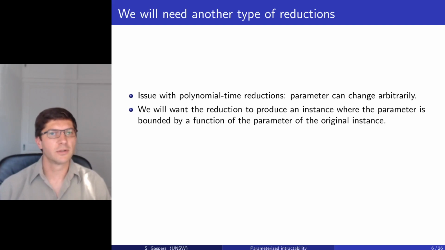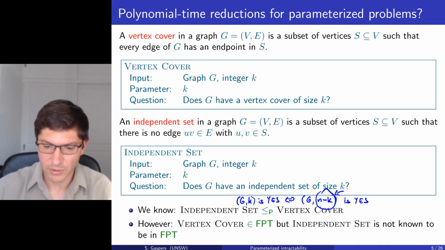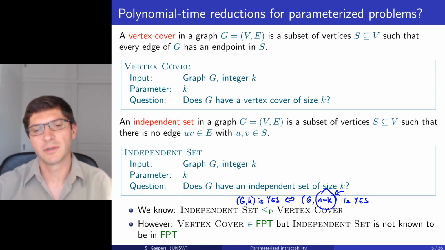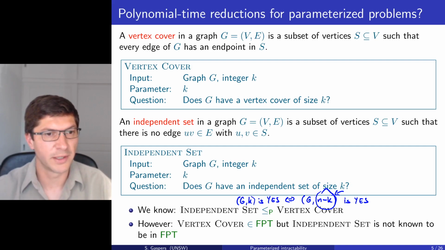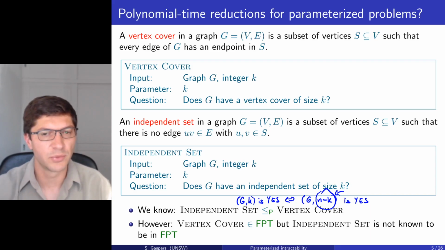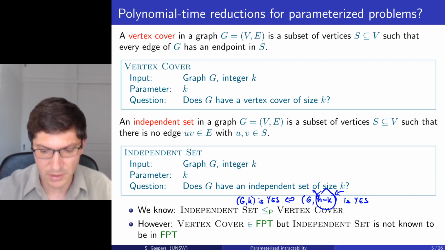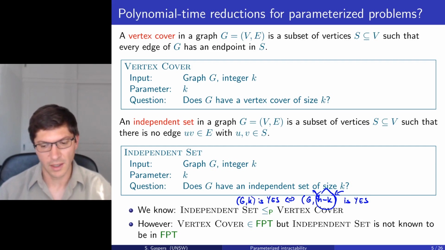We will want the reduction to produce an instance where the parameter of the resulting instance is bounded by a function of the parameter of the original instance. So if we could find a reduction from the first problem to the second problem where the parameter now becomes maybe k squared, and then we use an algorithm that is exponential in k squared, that's still okay, right? As long as the parameter is just a function of the original parameter, we are fine. But as soon as we have some other ingredient in the parameter that cannot be upper bounded by k, such as the number of vertices here, then we are in trouble.